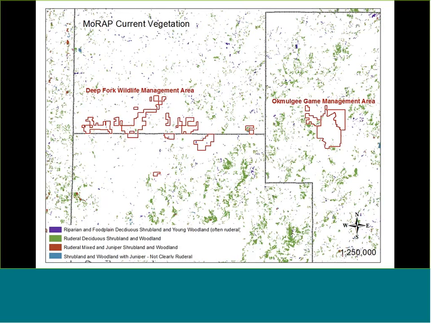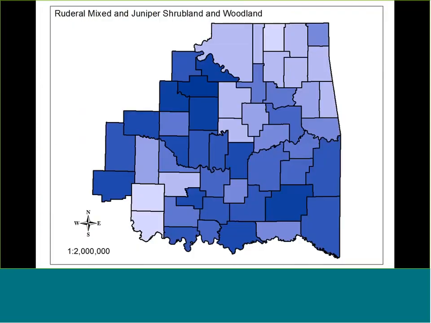We did map disturbance types, and we called them ruderal types. These are basically invasive woodlands and shrublands on prairie soils. So you can look at those. The green here is ruderal or invasive deciduous shrubland and woodland in the area of a couple of wildlife management areas in Oklahoma.